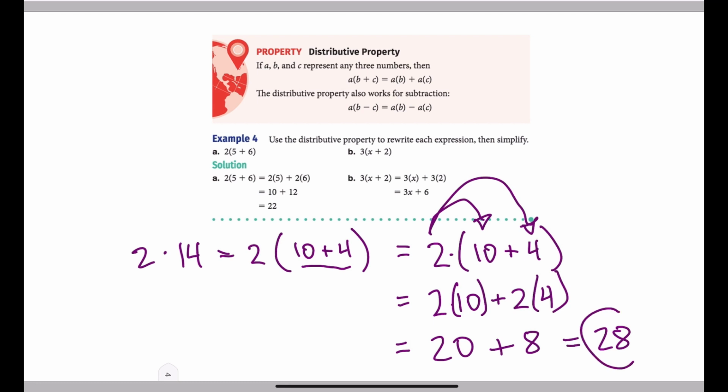So we got from 2 times 14 to 28 by using the distributive property, which says anytime you're multiplying numbers, you can break down one or more of those numbers into component terms. And so in this case, 2 times 14 really means 14 two times. Add it up. 4 and 4 is 8. 1 and 1 is 2. Oh, nice. It checks out.